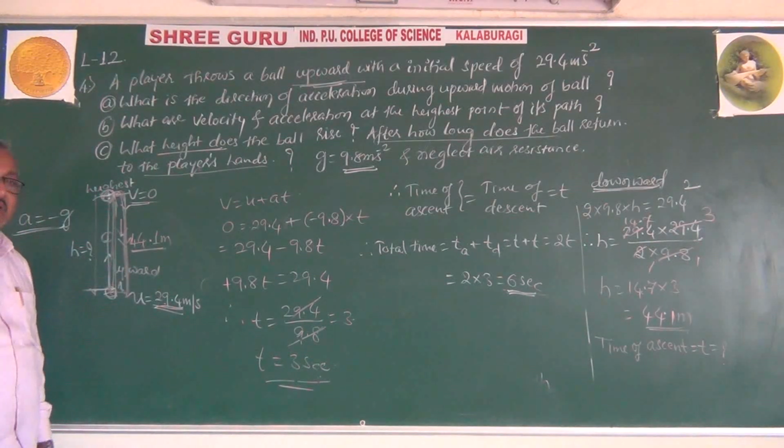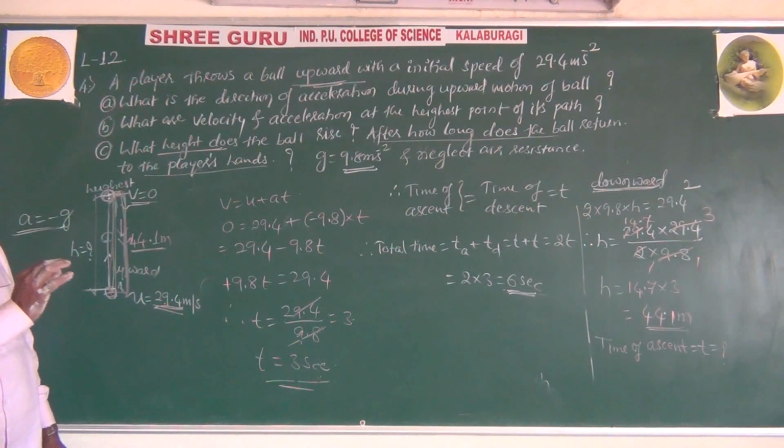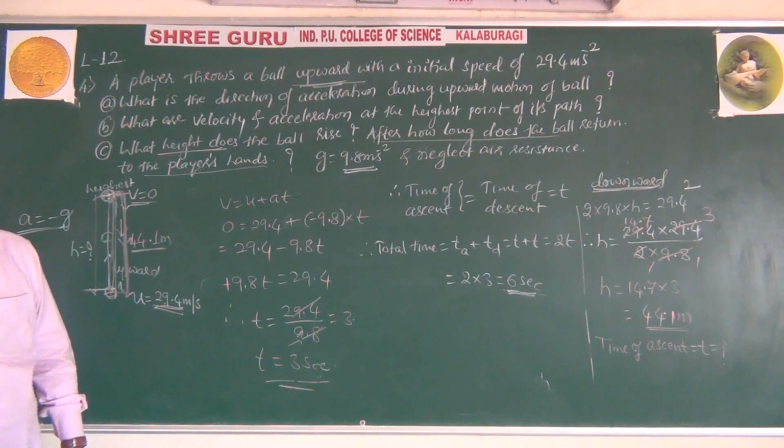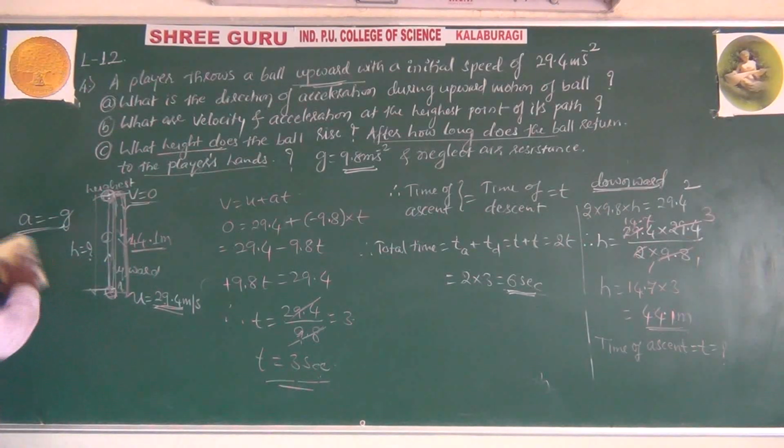So the total time is 3 + 3, otherwise 2 into 3, which is equal to 6 seconds. Is it clear about this one? This is the fourth question.